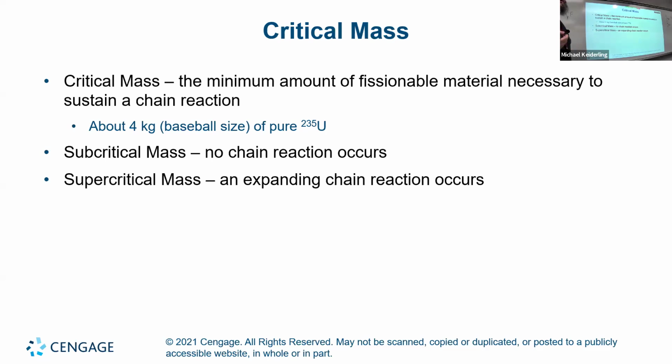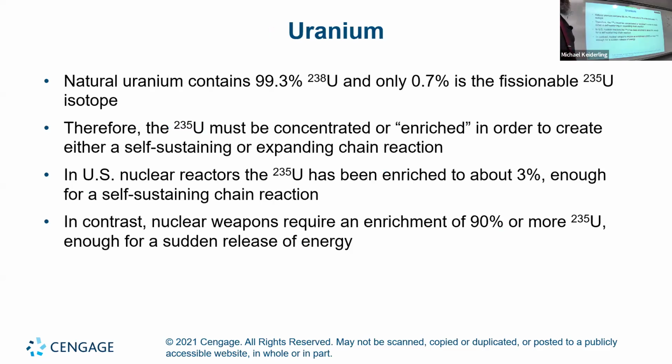If you have more than that, you get an expanding chain reaction. Natural uranium is about 99.3% uranium-238 and about 0.7% uranium-235. So in order to make a sustained nuclear reaction, you need to enrich the uranium. You need to increase the amount of uranium-235. In US nuclear reactors, uranium-235 has been enriched to about 3%. That's enough for a self-sustaining chain reaction.